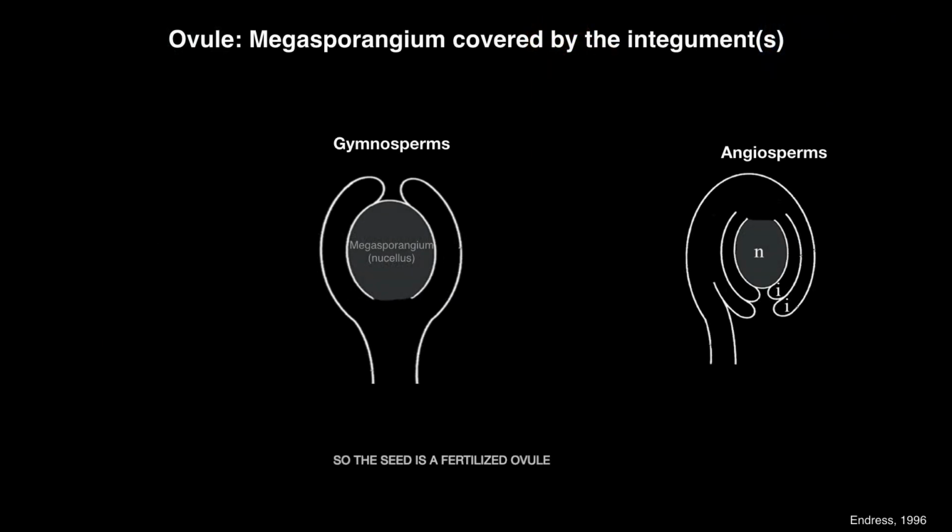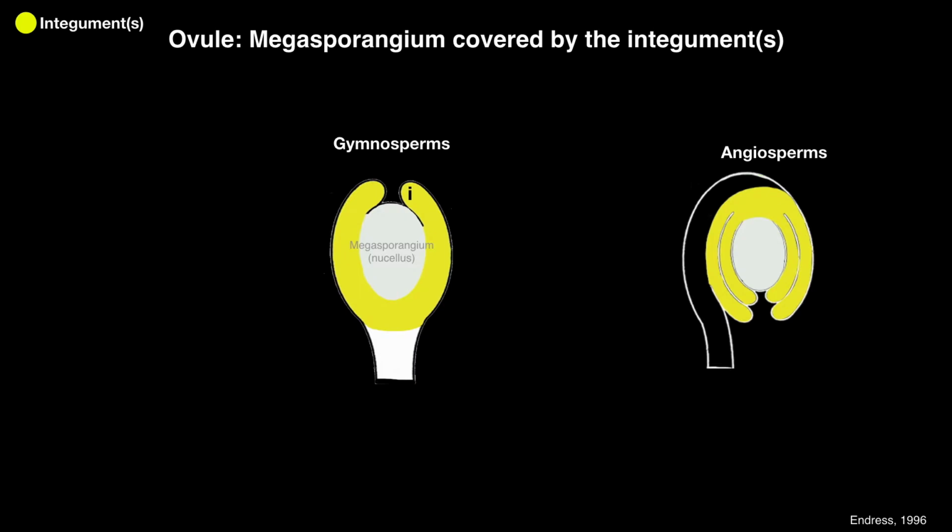So the seed is a fertilized ovule, which is formed by a nucellus or megasporangium covered by the integument here in yellow. Most gymnosperms have only one integument covering the nucellus and orthotropous orientation, whereas most angiosperms have two integuments, inner and outer integument, and anatropous orientation.